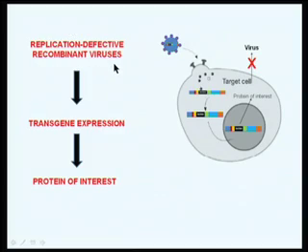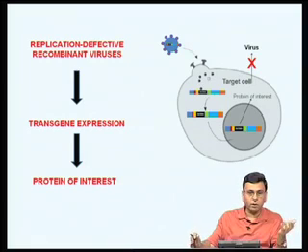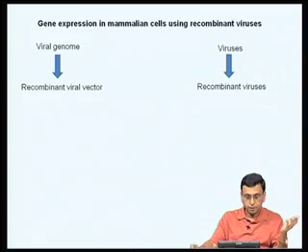So basically, when the replication defective recombinant viruses infect these mammalian cells, the genome is pushed inside, the transgene will be expressed, and your protein of interest will be made, but no virus will come out of the cell because in this case proteins such as P1 and P2 are missing, and without that virus cannot successfully replicate and recombinant viruses cannot come out of these cells.